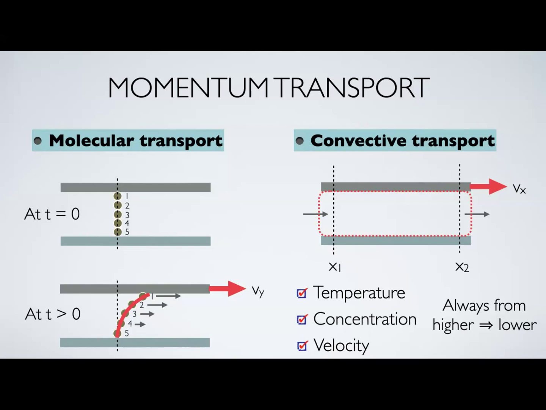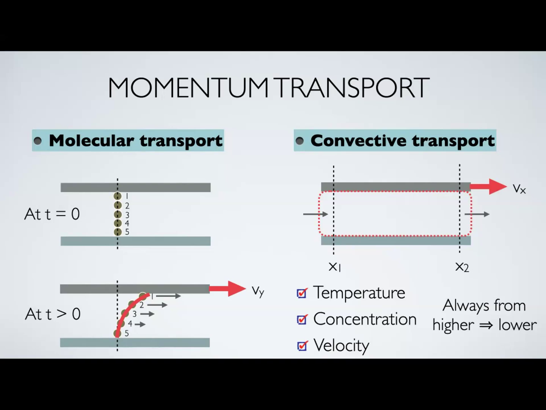And in terms of convective transport, if you compare the locations x1 and x2, the fluid is carrying the momentum at x1, flowing to x2. So of course there will be momentum transport in terms of convective transport. All right, the way we look at molecular transport and convective transport is a little bit different.